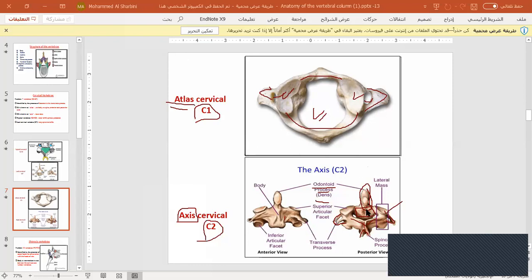Now we have identified the 7 cervical vertebrae from each other. What else?